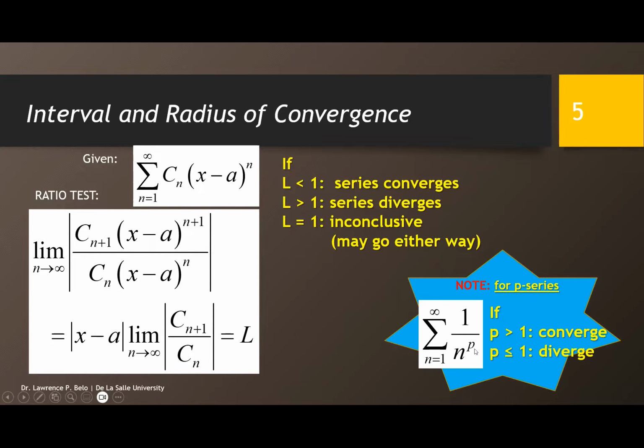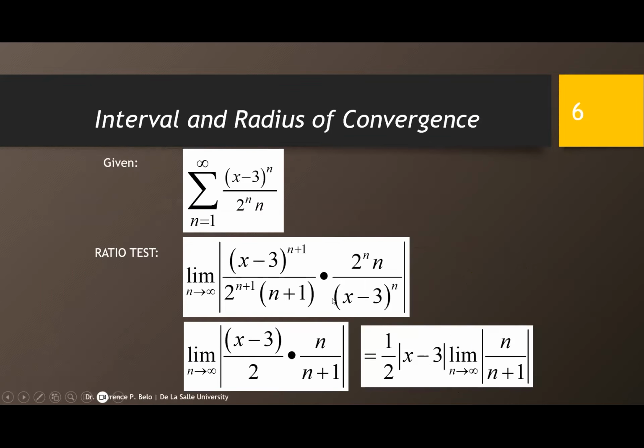And whatever you solve here will be the limit. However, we have to take note also. For example, for P series, what is a P series? A P series looks like this. 1 over n raised to p. If it is in this form, if p is greater than 1, that means this converges. Whereas if p is less than 1, it diverges. Please take note of this.